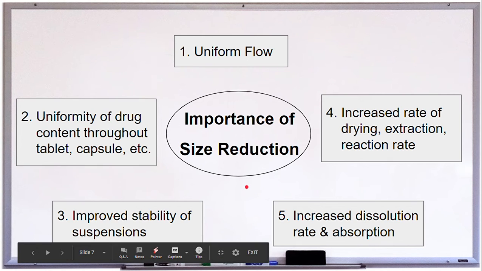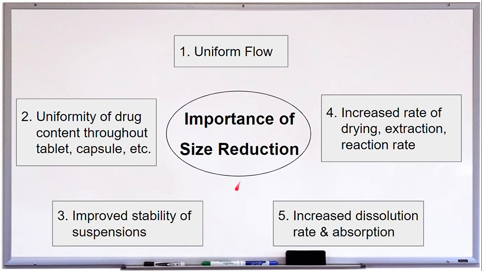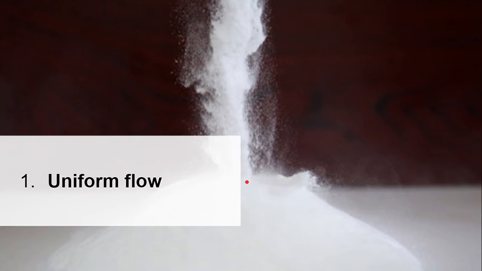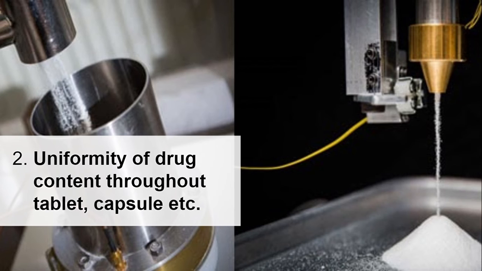Now, why are we going to study the size reduction in the pharmacy field? The size reduction has some applications or importance, highlighted in this particular slide. Let's discuss these applications or this importance of the size reduction one by one. The first one is that it gives uniform flow. It means if I go for the particle size reduction, and I get the powders into a narrow particle size distribution, or particle powders having the same size, that is what we call monodisperse. So in this condition, the powder will flow uniformly.